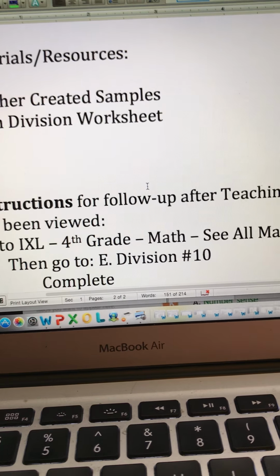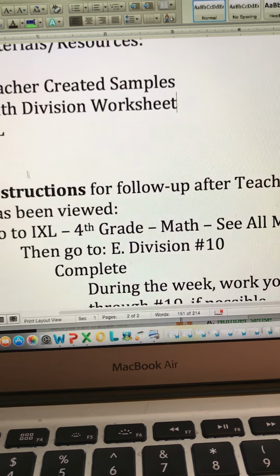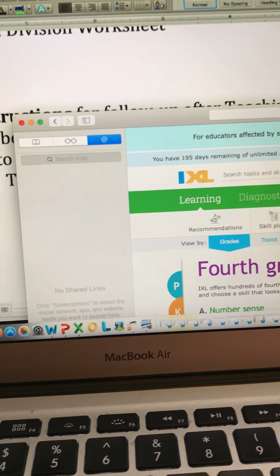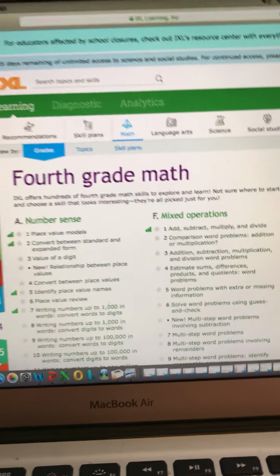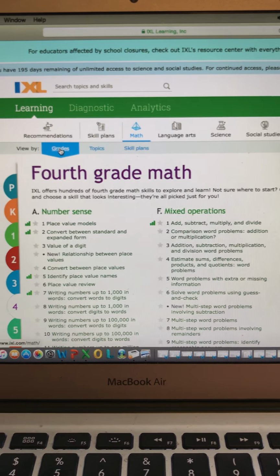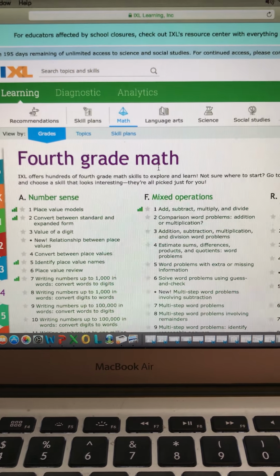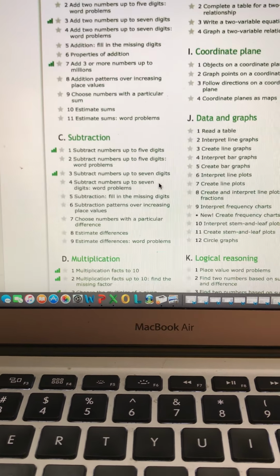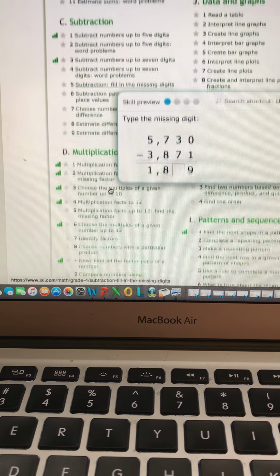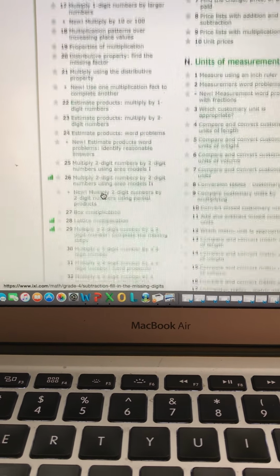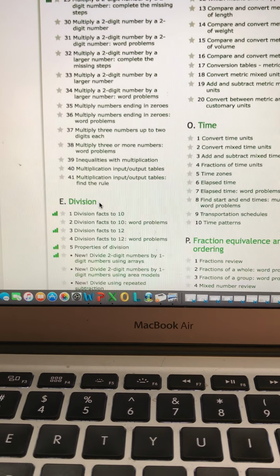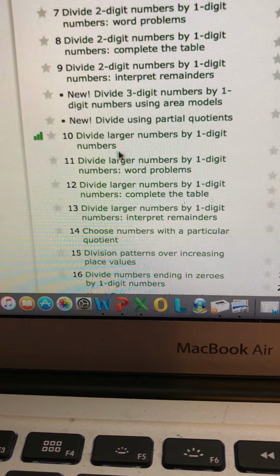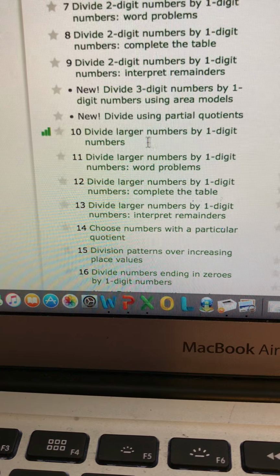Now, so after you have written that down, you'll need to go to IXL. You'll need to go to 4th grade. Notice I'm in grade 4 with math. And then you will need to scroll down. See these headings here. Most of you are familiar with this. Till you get to E, division. Okay, and then come on down to number 10. Divide larger numbers by 1-digit numbers.